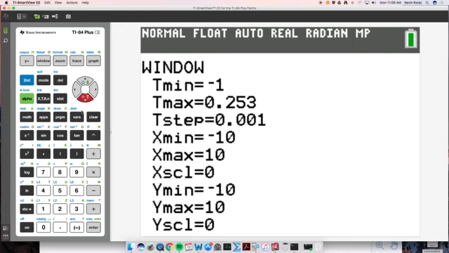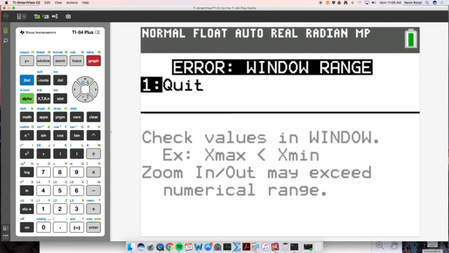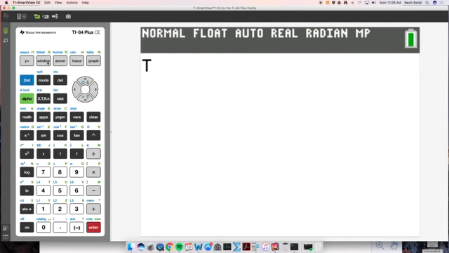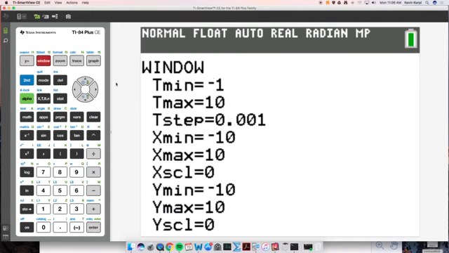What's my t max? Is there a limit to how big t can get? No. So, I don't know. Let's start with 10. We can kind of play around with it. And I'm going to keep this at 0.001. Now, if I hit graph, let's see what happens. Error. Okay, I thought so. Because it's always going to try to graph the first point at the value that you set your t min at. And since it can't be -1, what could I put it as?